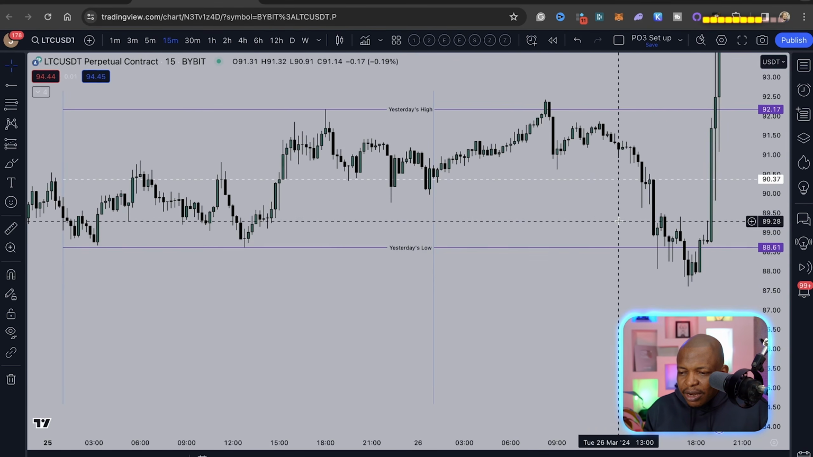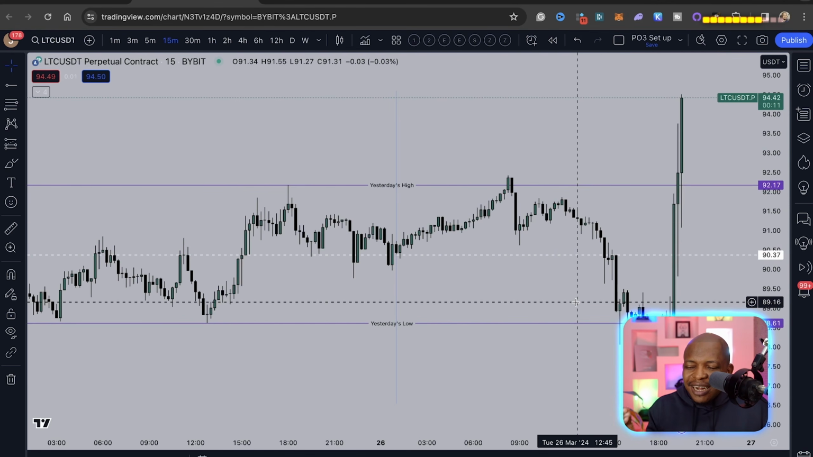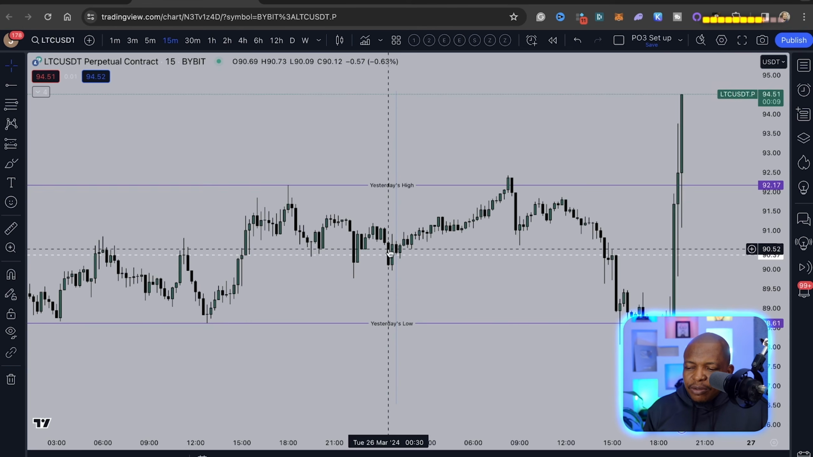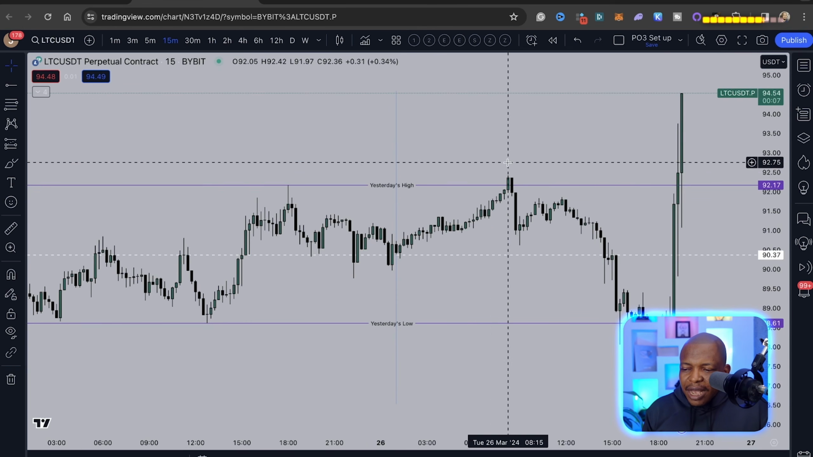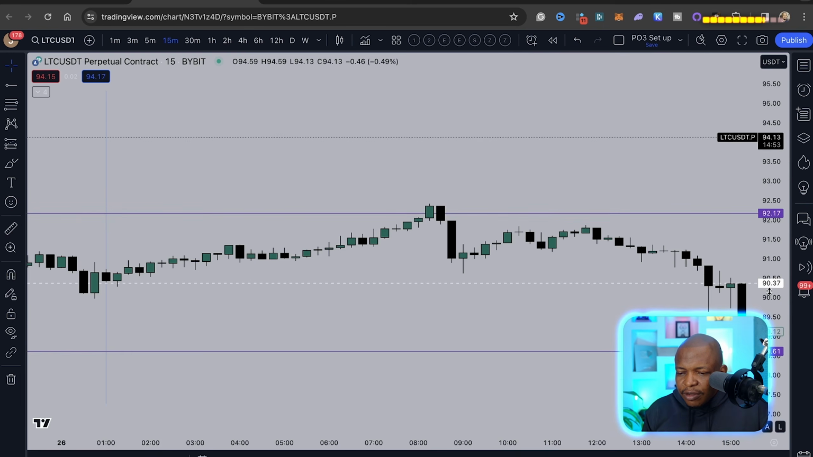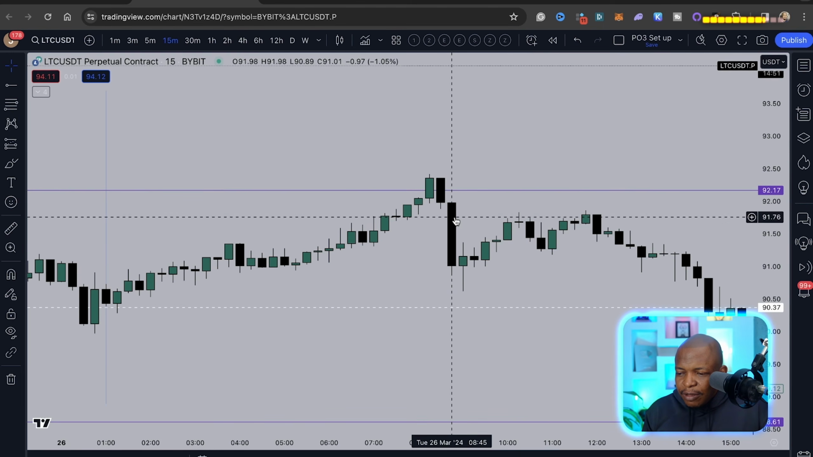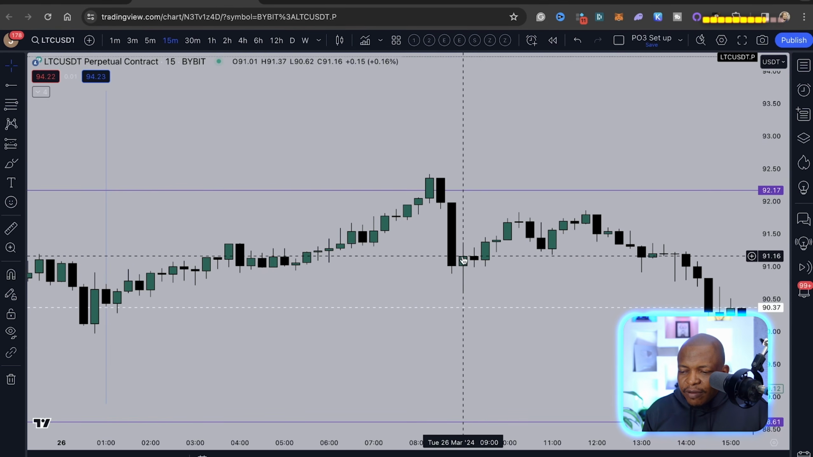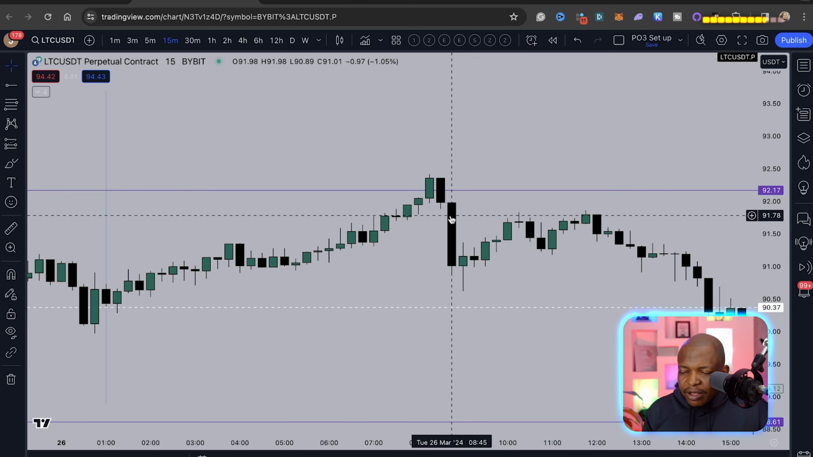What happened here? I'm waiting for what? A liquidity sweep. What happens? The chart came up and swept liquidity here. What does it form here? An order block. So this candle becomes candle A, B, C. There's a fair value gap between candle A and candle C. There's a fair value gap.